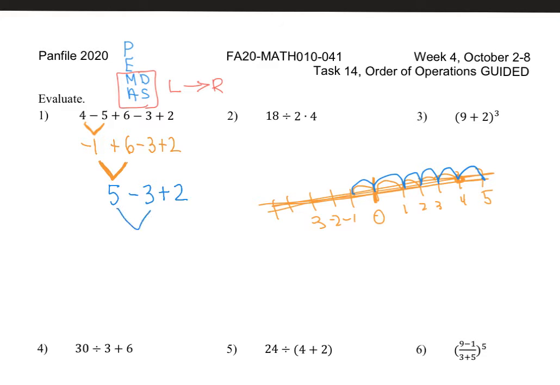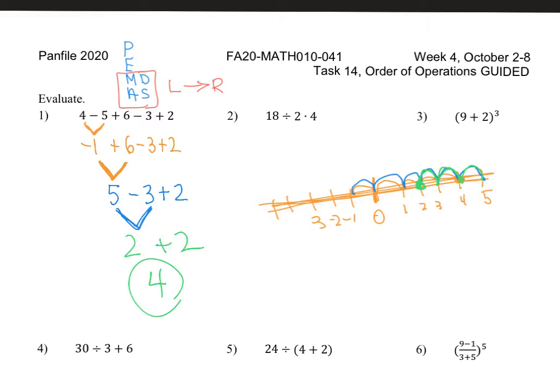So now I do the 5 minus 3. This one you might not need to hop because you might be able to do it. If you have $5 and somebody takes 3 away from you, how many are you going to have? 1, 2, 3. I'm going to have $2 left, right? So 2 plus 2. 1, 2. I'm going to have $4. So I end up with 4.